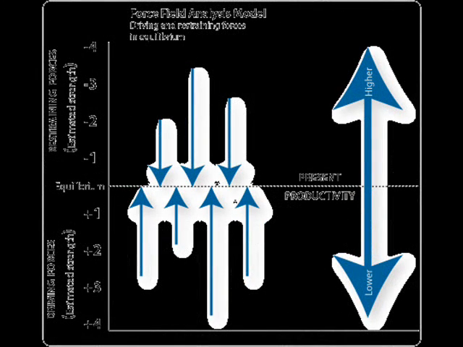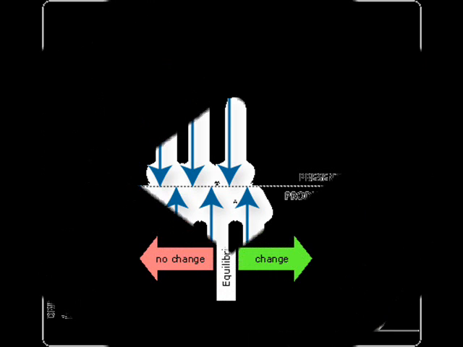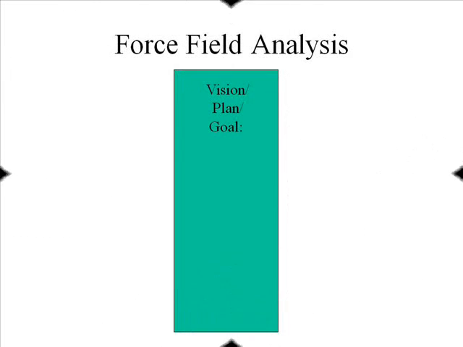Borrowing a concept from physics called quasi-stationary equilibrium, Lewin noted that the perceived status quo in life is just that, a perception. He viewed organizations as systems in which the present situation was not a static pattern, but a dynamic balance of forces working in opposite directions.